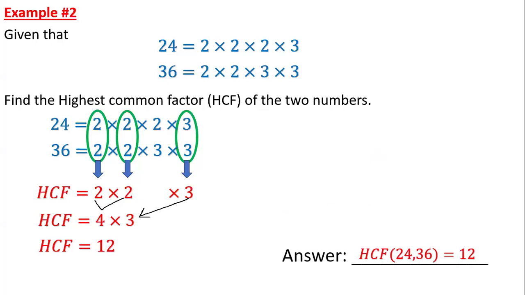Mr. Petit, what does that 24, 36 by HCF on the answer mean? That's the equation above. Does anyone want to help him? You found the HCF of 24 and 36. So this is saying the HCF of 24 and 36 is 12. All right, that's what that's saying.